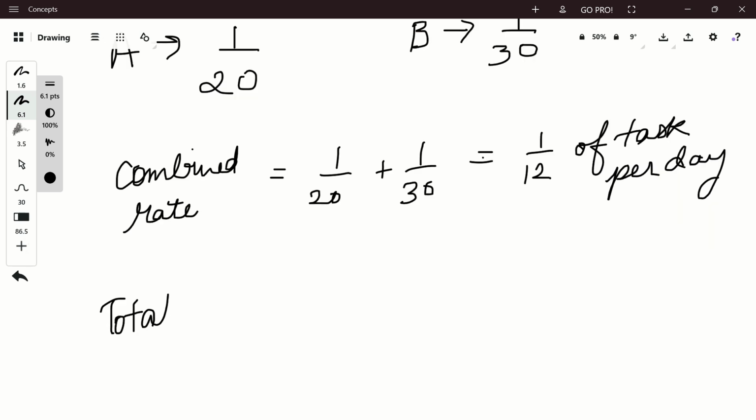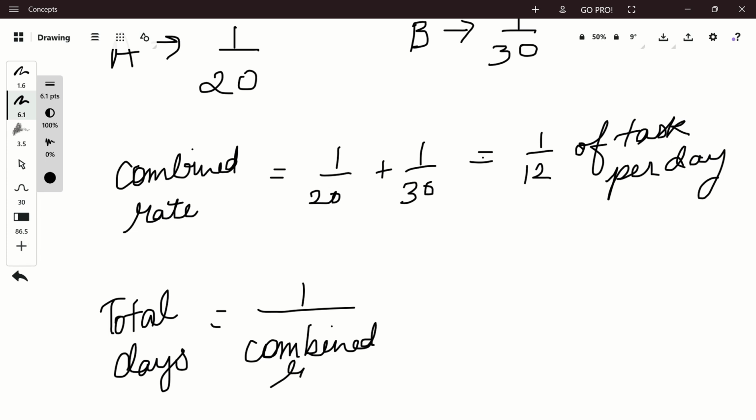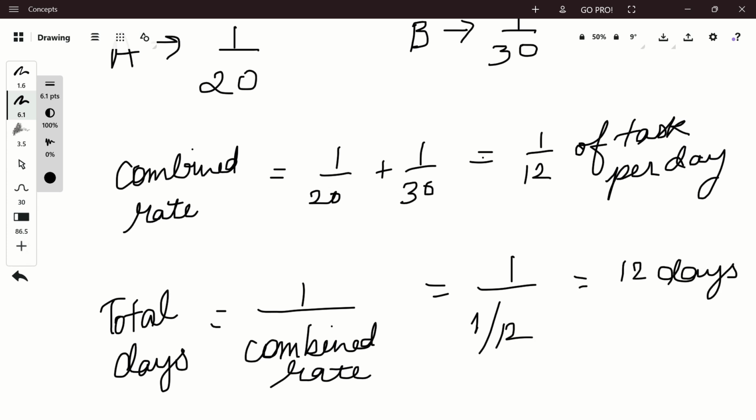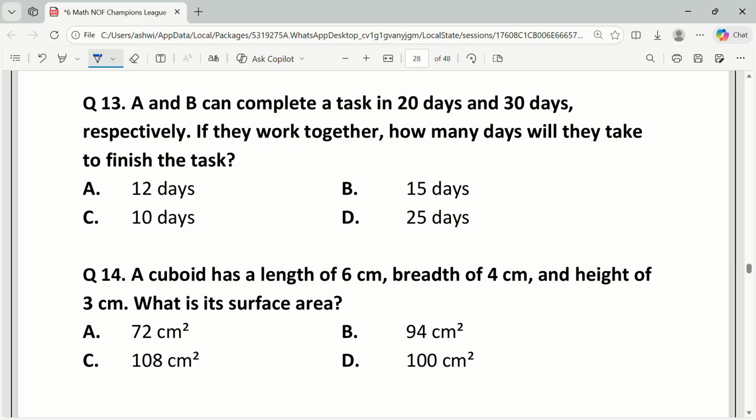The total time is the reciprocal of the combined rate. So, total days is equal to 1 upon combined rate, which is equal to 1 upon 1/12, which is equal to 12 days. Comparing with the options, the answer is A, 12 days.